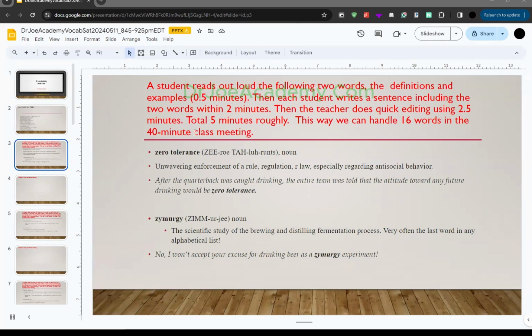But as I was saying, you can use these two words in either one sentence, or if you'd like to split it up into two different sentences, you can do that as well. And when you're done writing your sentences, you can type it in the chat and we will take it up. Like I mentioned, if you do have any questions or if you do need any help with these words, then you can let me know and I will help you. But otherwise, you can go ahead and get started with writing your sentences using the words zero tolerance and zymurgy.